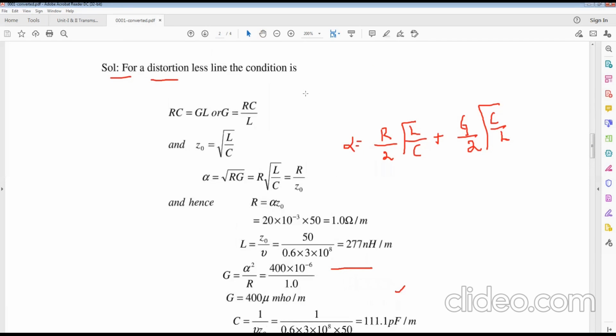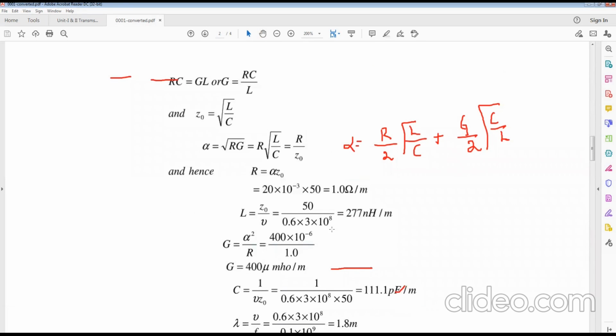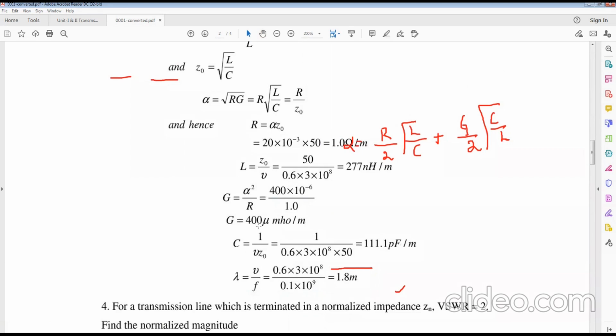Alpha is equal to 0.02, that is a square term, and the r value is 1. Then we'll get g is equal to, and c is equal to 1 by v z naught. Substitute v, 0.6 into 3 into 10 to the power of 8, and z naught is equal to 50. We know the velocity and the wavelength, the relation is lambda is equal to v by f, or v is equal to f lambda. Understood, my students?